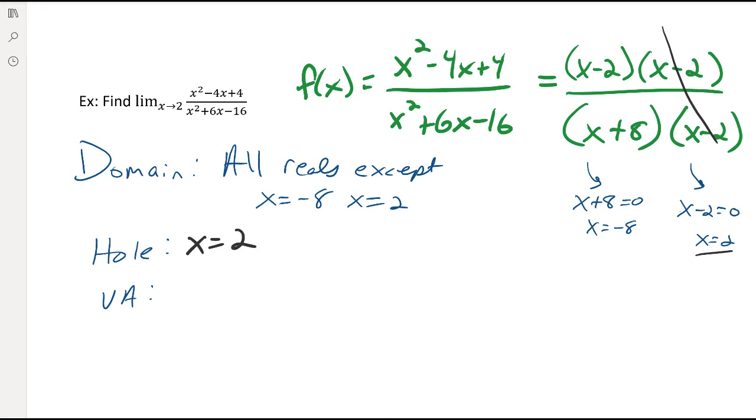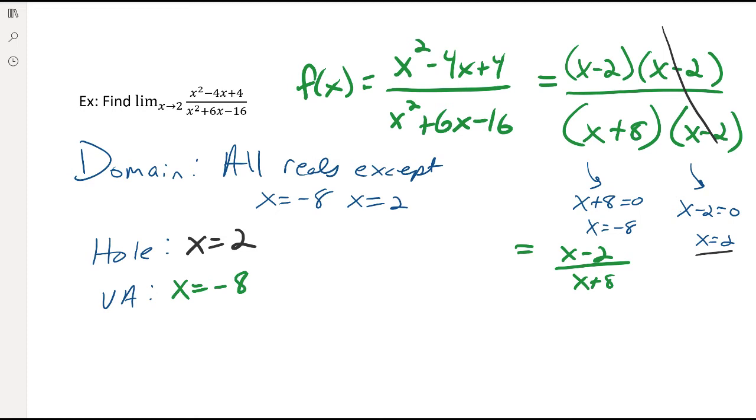And that's where it gets its name, removable discontinuity, because it's a hole, but we can get rid of it from the function. Okay? And so what does that mean? That means we are now left with the simplified function, x minus 2 over x plus 8. That's our f of x. And your vertical asymptote is the exception that doesn't get removed. It's permanent, so to speak. Since there's no way to get rid of that x plus 8 in our denominator, once we set that equal to 0, we get x equals negative 8. That means our vertical asymptote is x equals negative 8.